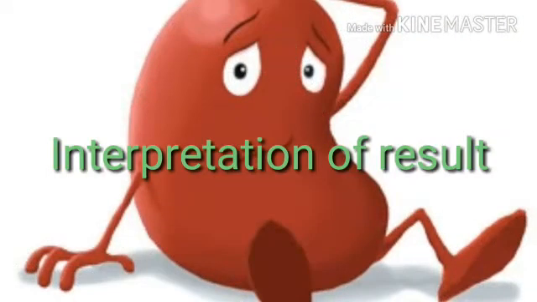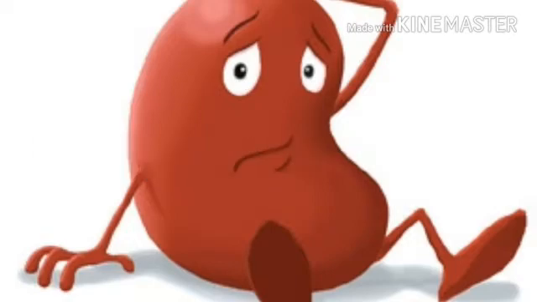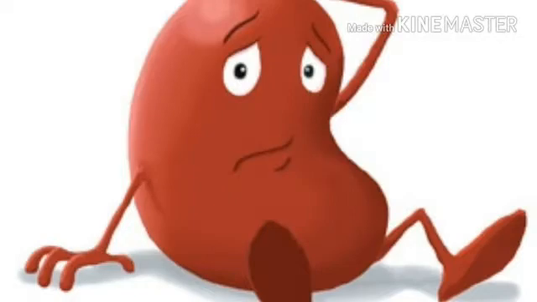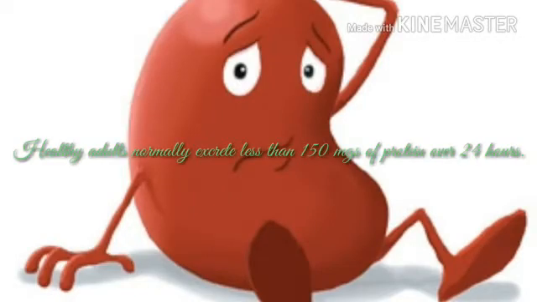The kidney filters waste product from the blood, including protein. However, some diseases and conditions allow protein to pass through the filter of the kidney. Therefore, protein will be seen in your urine. The darker the green color, the higher the concentration of protein. Healthy adults secrete less than 150 milligrams of protein over a 24-hour period.